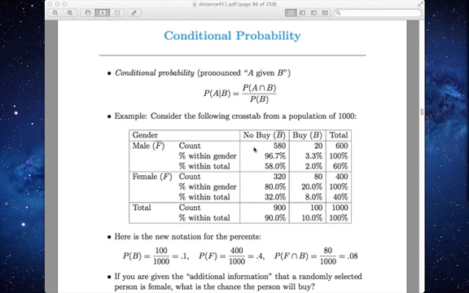Some of these people in the population are buyers of my product. Some are not buyers of the product. So in my example, it looks like there's 100 people in the population of 1,000 who buy from me. So 10% of this population is made up of buyers. 90% are made up of non-buyers.